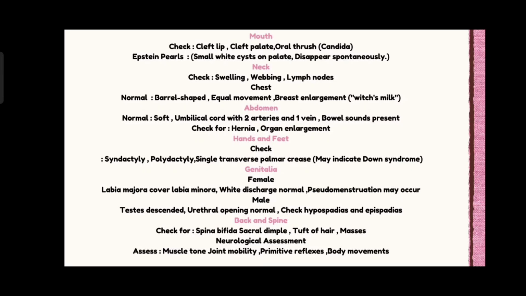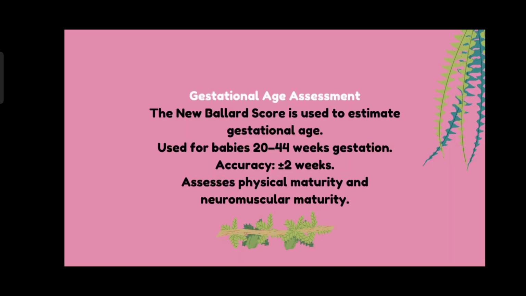Then coming to the back and spine, we have to check for spina bifida, or whether any dimple formation is there or not, any hair formation, or any presence of masses, that we have to check. Then for the neurological assessment, we have to assess the muscle tone, the mobility of the joints, all the types of primitive reflexes, and also the body movements of the baby.